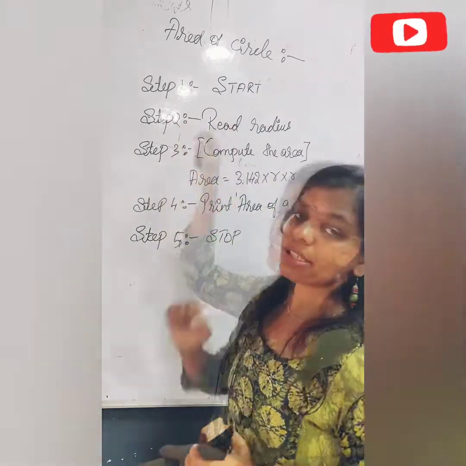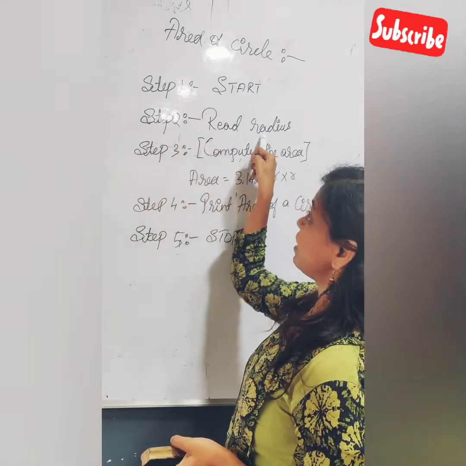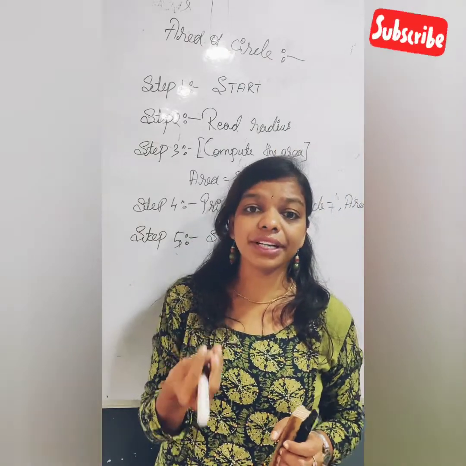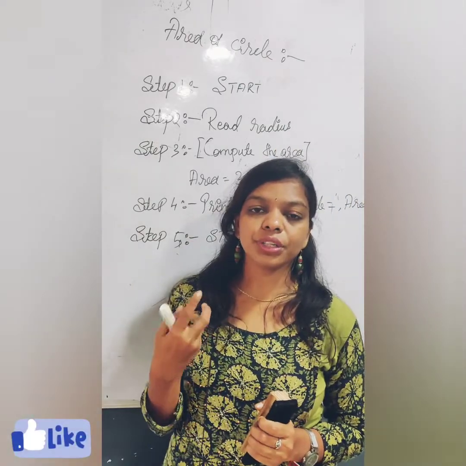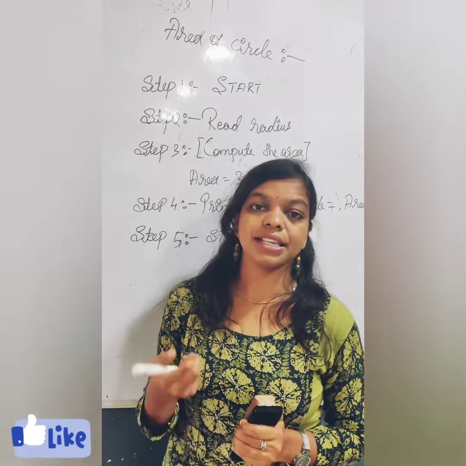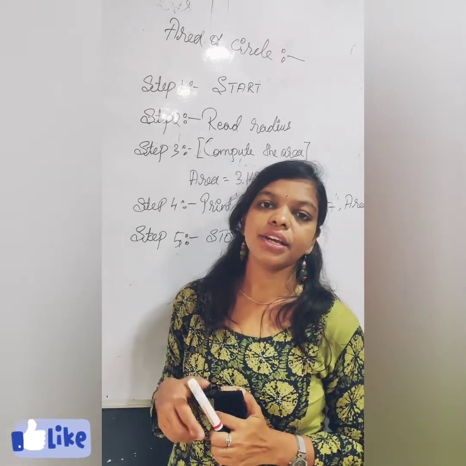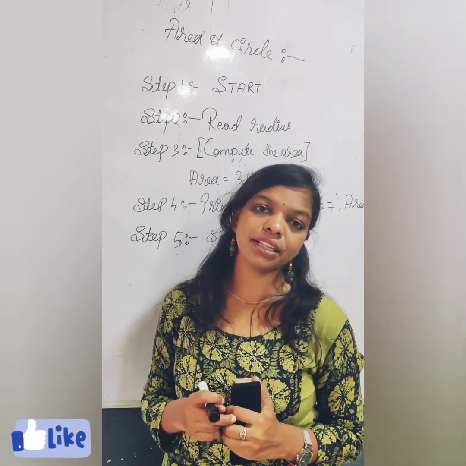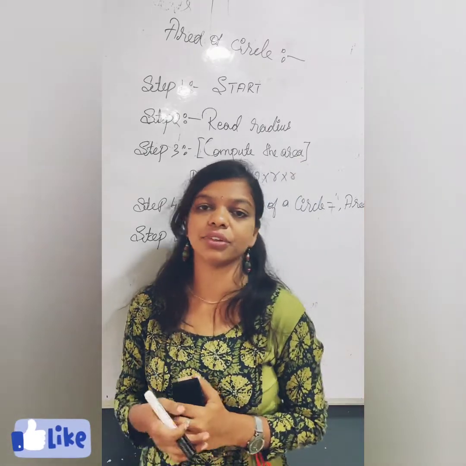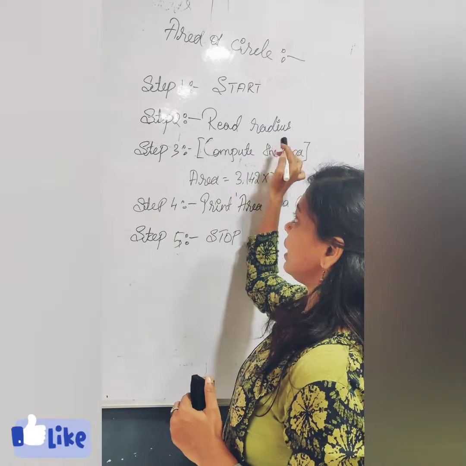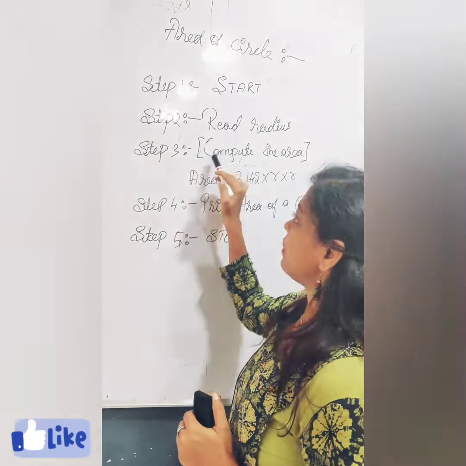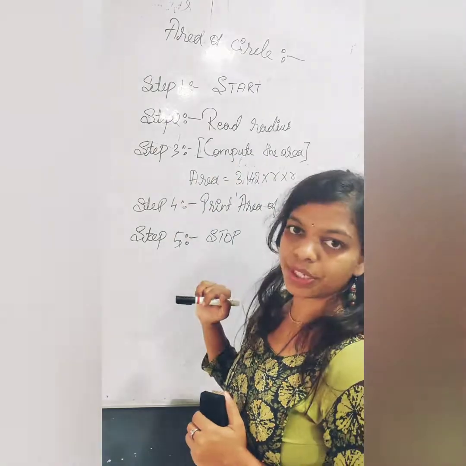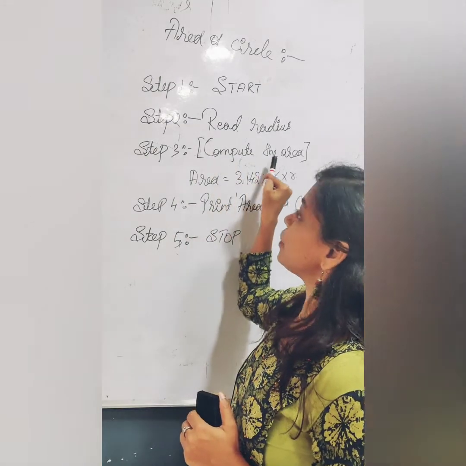The next step is to read radius. Read radius in the sense we are going to read the value. We are going to give the value for the radius, that is, for the r value. Whatever value we are giving for r, we read it. After reading, every statement we give must be written in square brackets. This step is for computing the area.